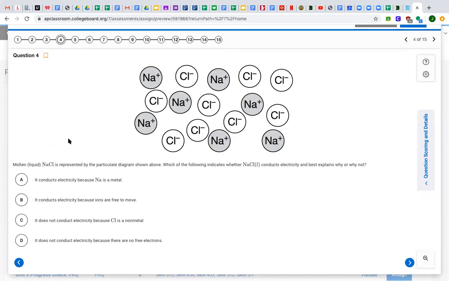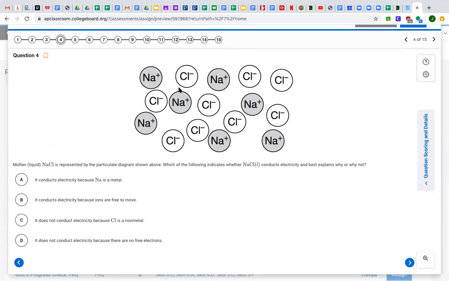Okay, so molten sodium chloride is represented by this diagram. Which of the following indicates whether this liquid sodium chloride will conduct electricity and best explains why or why not? So what'd you get, Rainisha? I was thinking D. It does not conduct electricity because there are no free electrons. Okay, and what'd you get, Caton? I got B. The ions are free to move.